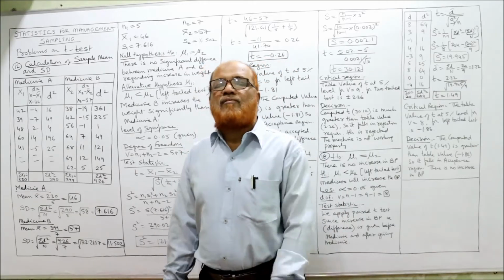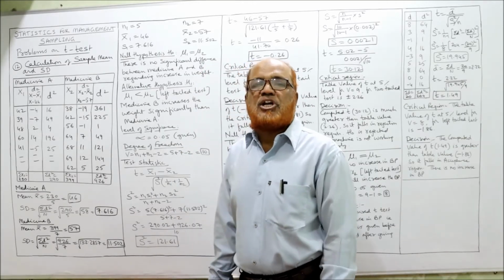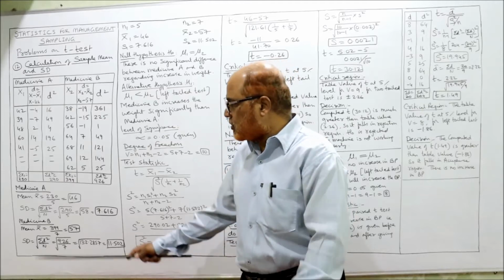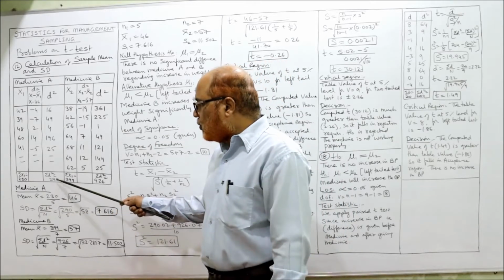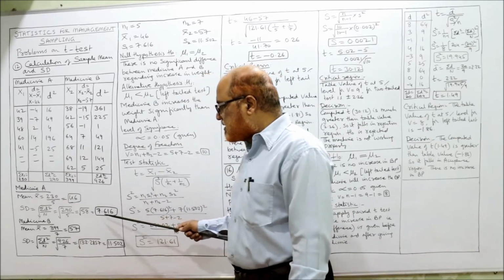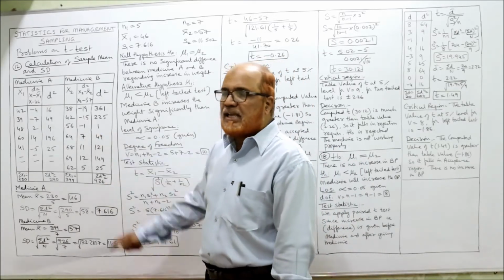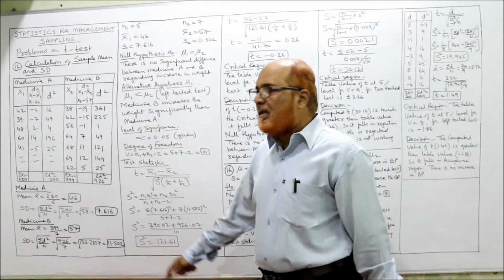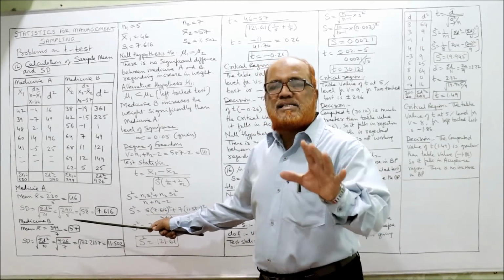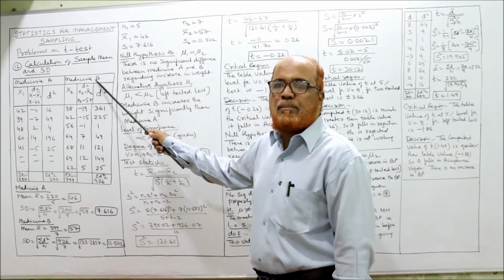Now we can apply the formula for standard deviation: under root, summation D square by N. So 290 divided by 5, root, we will get 7.616. This is the standard deviation of medicine A. So we got the mean value and standard deviation of medicine A. Similarly, we have to calculate for medicine B.